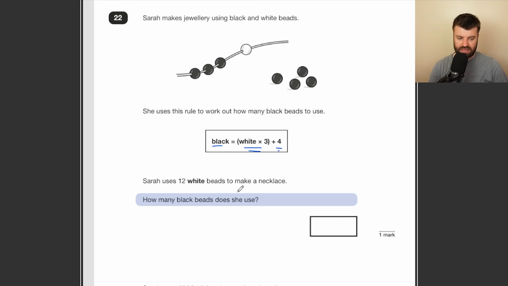How many black beads does she use? Well, this is easy. We want to work out how many black beads. So in the equation, we put 12 white beads multiplied by 3, and then we're going to add 4 on at the end. So 12 multiplied by 3 is 36. Add 4 is 40. So with 12 white beads, she needs 40 black beads.